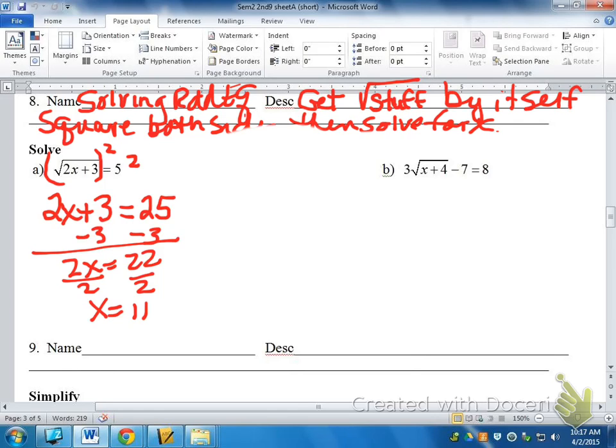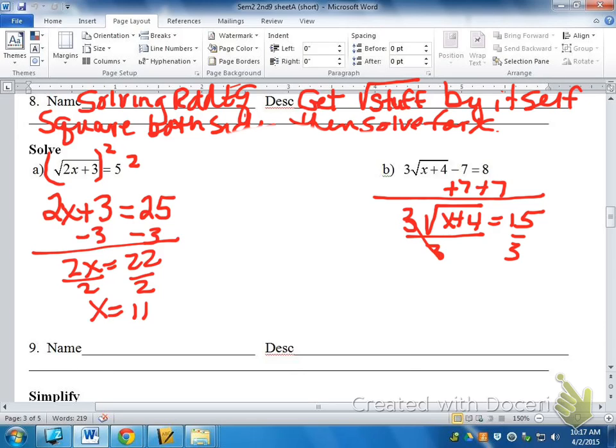Next one, B. This one, you've got to get the square root stuff by itself. So it's similar to when we had absolute value equations and we had to get that by itself. So what would be the first thing you think you're going to do here to get the square root by itself? Plus 7. You always do the adding and subtracting first. So 3 times the radical of x plus 4 equals 15. Divide by 3. Radical x plus 4 equals 5.